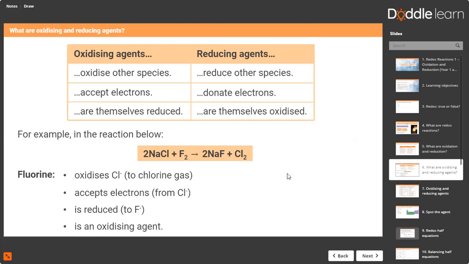So fluorine, let's look at what fluorine's doing in this situation. Fluorine is actually oxidizing our chlorine ions. It accepts electrons from the chlorine ions and is reduced to F minus, and is an oxidizing agent. So in this situation, fluorine is acting as an oxidizing agent to the chlorine, so it's breaking it up there.